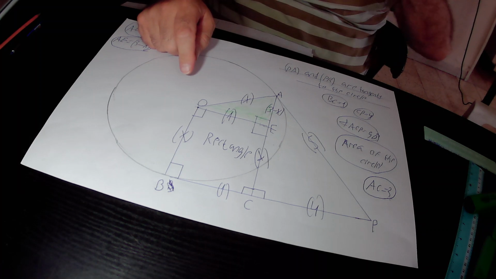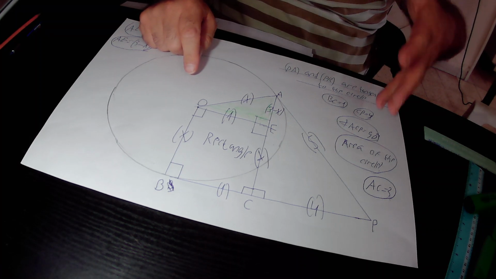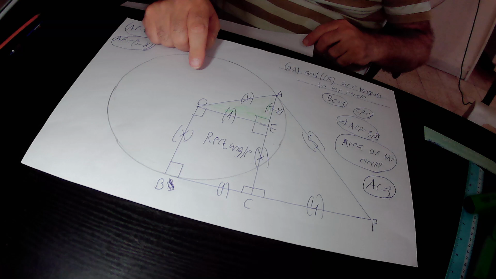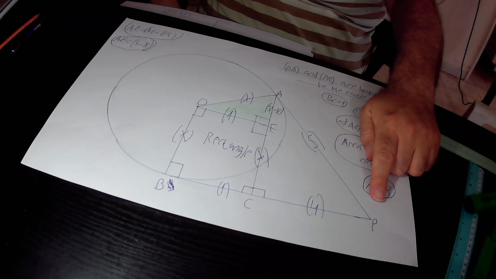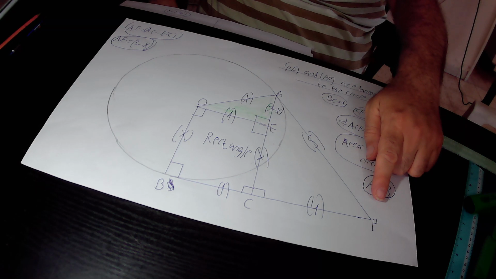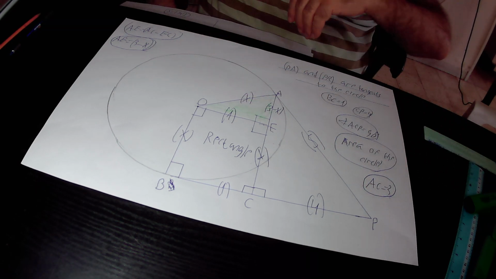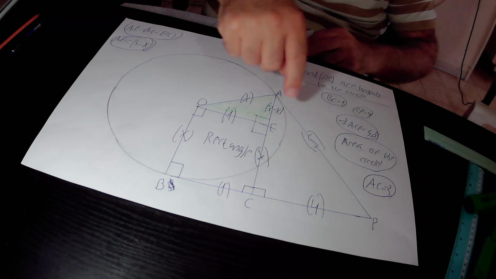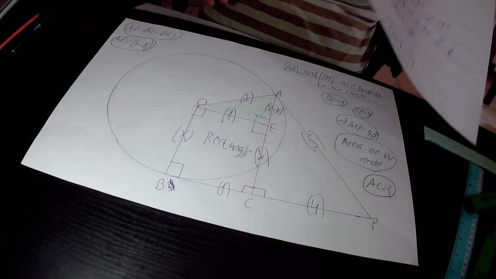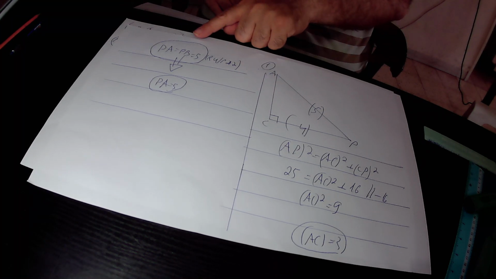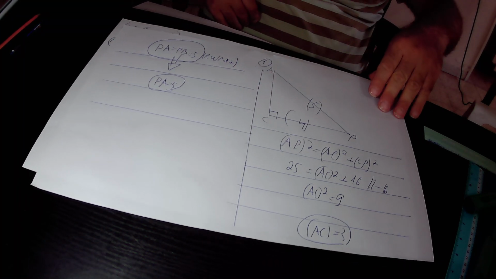First of all, we implemented rule 2 in our drawing. That is to say, from this point P, we have two tangents to this circle, tangent PA and tangent PB. According to rule 2, they are equal to each other. That is to say, PA equals PB.